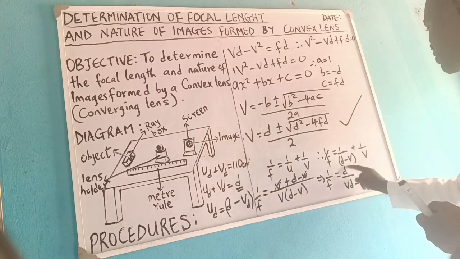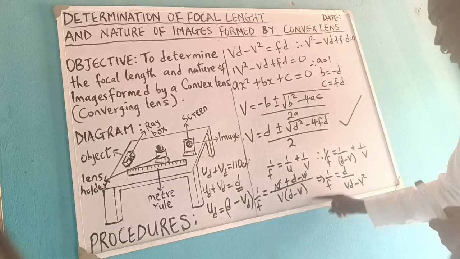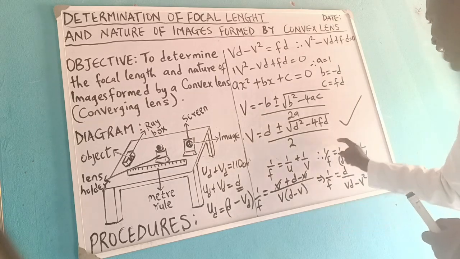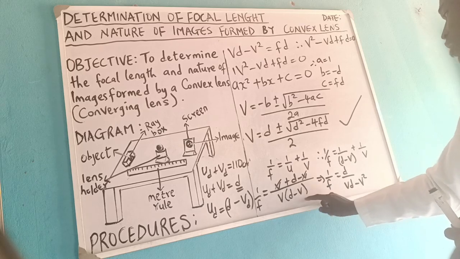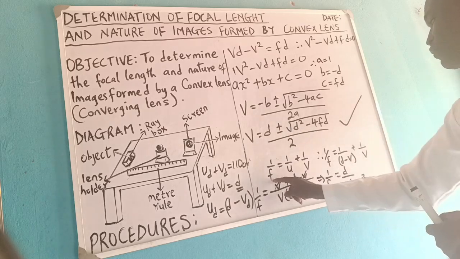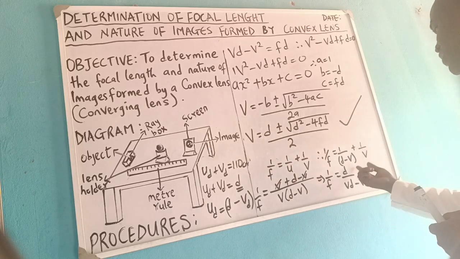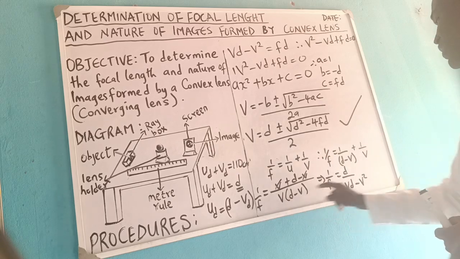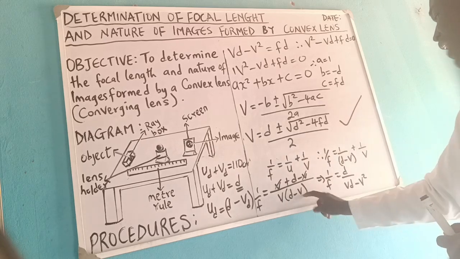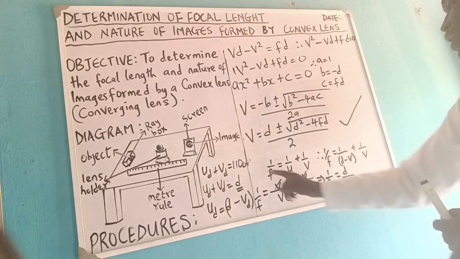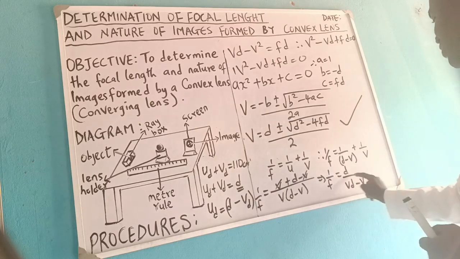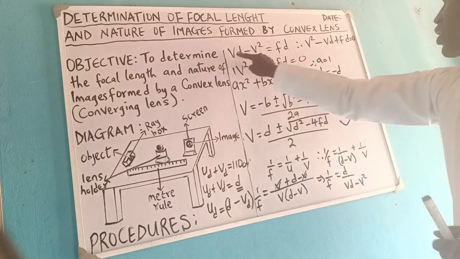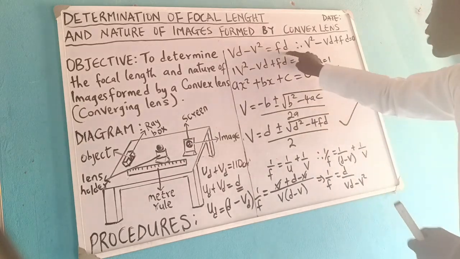Then look for the LCM of this and this. Write them together. This divide will leave you v times 1, v. This divide will give you d minus v, d minus v times 1, d minus v. v minus v will go, leaving you with d, all over v times d minus v, this v squared. We say 1 over f. You cross multiply. This times 1. You have this. And this times this, you have this.